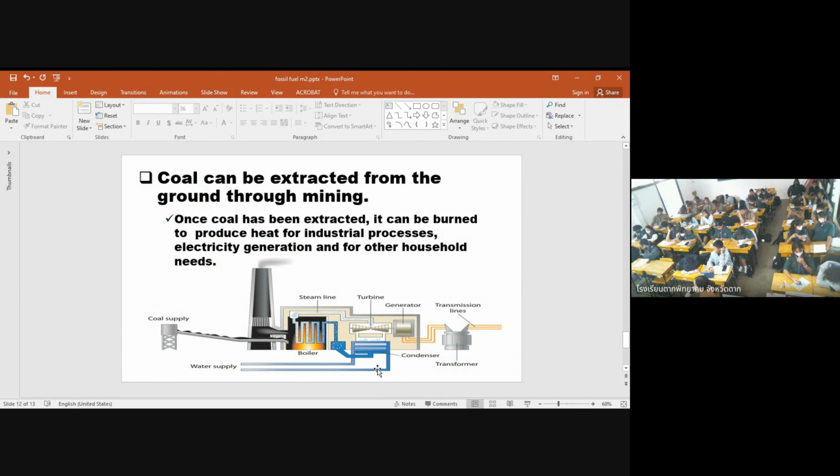If this is your coal supply, this one is coal. It travels to the boiler. So this one is your water supply going to the condenser. This one is your condenser. From the condenser going to the boiler. And then when it's boiled, the water will be going up to the steam line. Okay, this one is your steam line. Going down, we will go down to your turbines. From turbines going to the generator. From the generator, travel to the transformer. From the transformer, it will travel to the transmission line. In this part, it will produce your electricity. Again, so this one will produce your electricity.